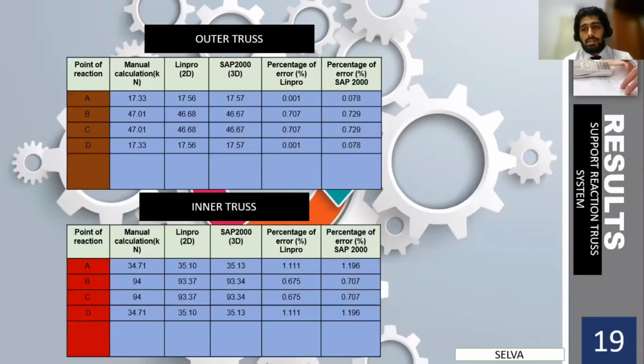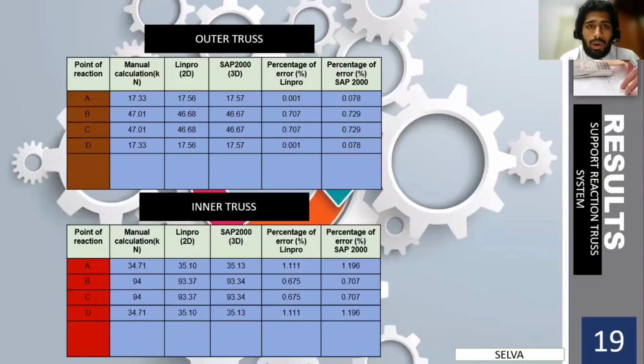I'm going to talk about the result part for the support reaction of the truss system. We have two trusses, which are inner and outer. When we see overall, the percentage of error we get for inner and outer only falls between 0 to 2%. Besides that, the values we obtain for manual and software are in the same direction. The errors we obtained might be due to the decimal places in our manual calculation. But the value we obtain from software is more accurate when we compare it to the manual calculation.